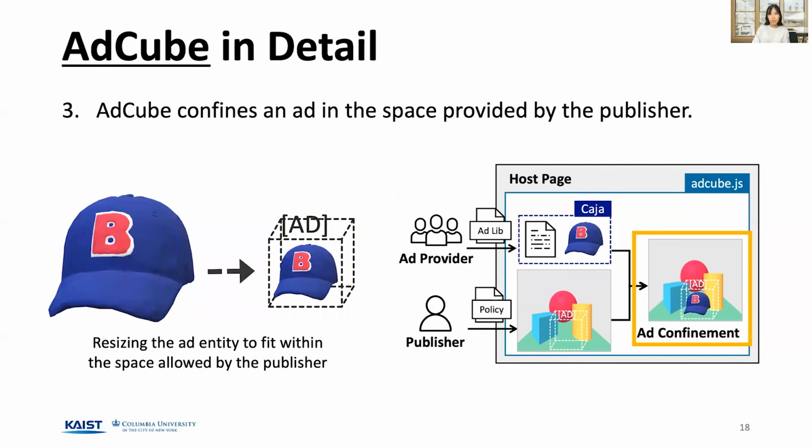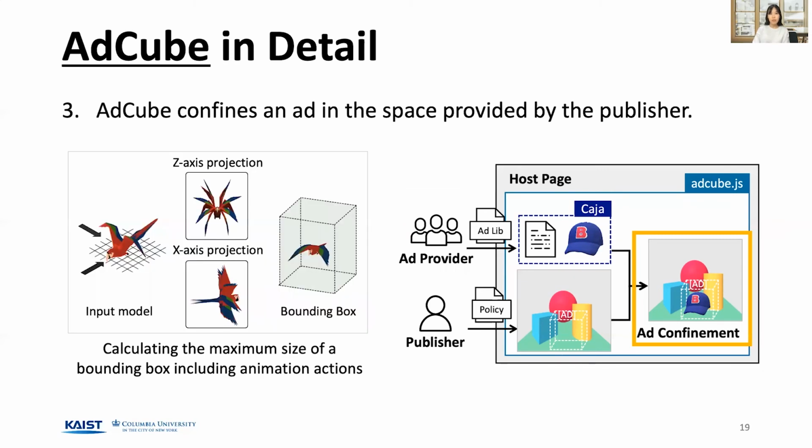Given the ad library and security policy, AdCube resizes the ad entity to fit within the space allowed by the publisher. AdCube does this by calculating the bounding box of the 3D model and scaling it to the allocated space. For the 3D model that plays animations, AdCube pre-calculates the maximum size of the bounding box. To this end, we project the 3D ad model into 2D space and sample frames during the animation loop. Because only information for 2 axes is obtained in the 2D projection, we rotate the camera angle and repeat this operation.